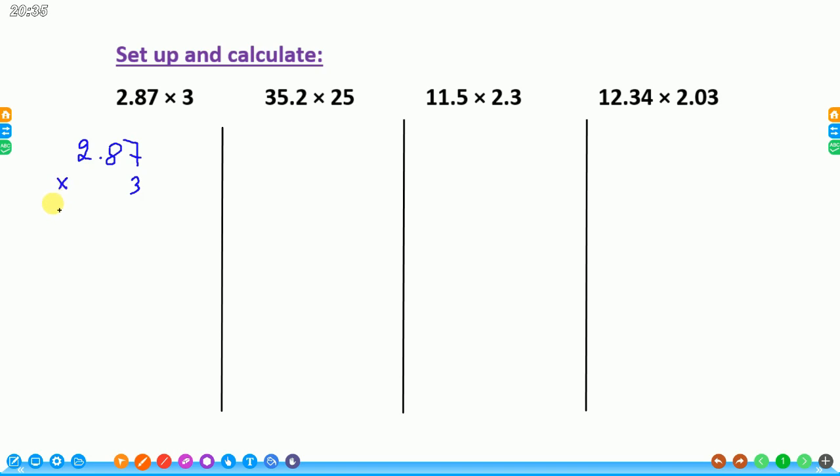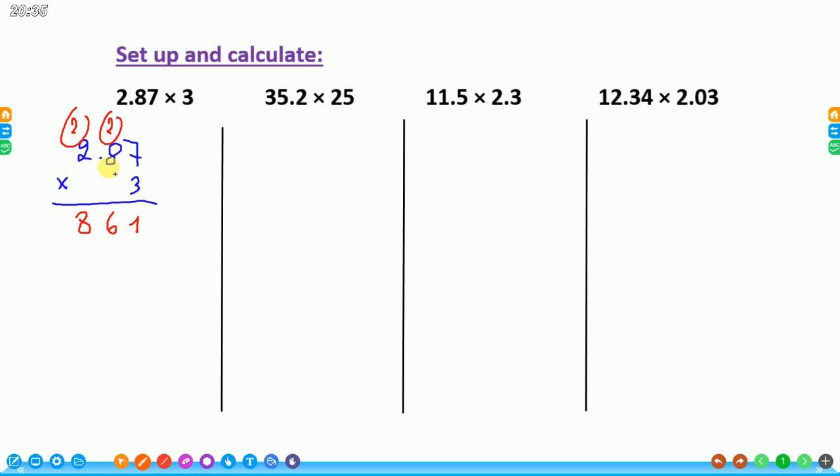Then we start multiplying. We multiply them as if we have 287 times 3. We start with 3 times 7, 21. 1 I carry 2. 3 times 8, 24 plus 2, 26. 6 I carry 2. And 3 times 2, 6 plus 2, 8.